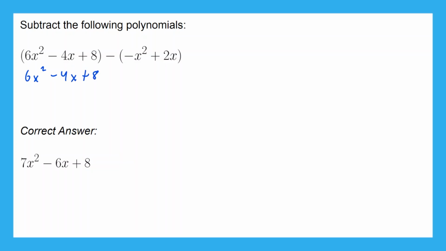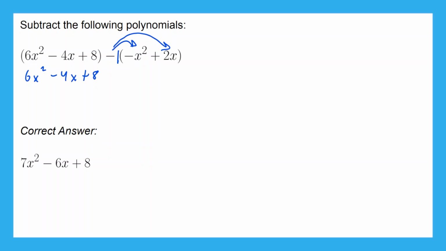Now, things get more interesting because now we have a minus right here. What does that mean? Well, it's like saying there's a negative 1 that's being distributed. So I'm going to write this negative 1 right here, being distributed to that negative x squared and to that 2x. So let's distribute that and then rewrite the expression once we've distributed.